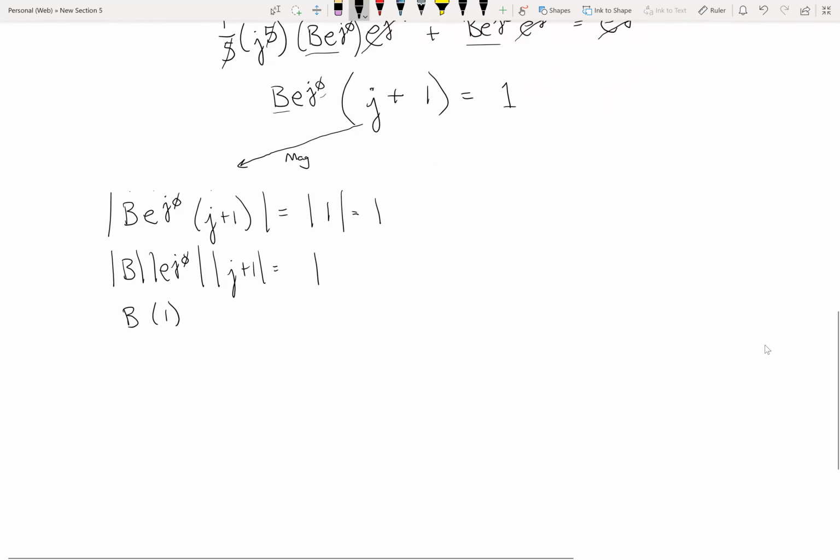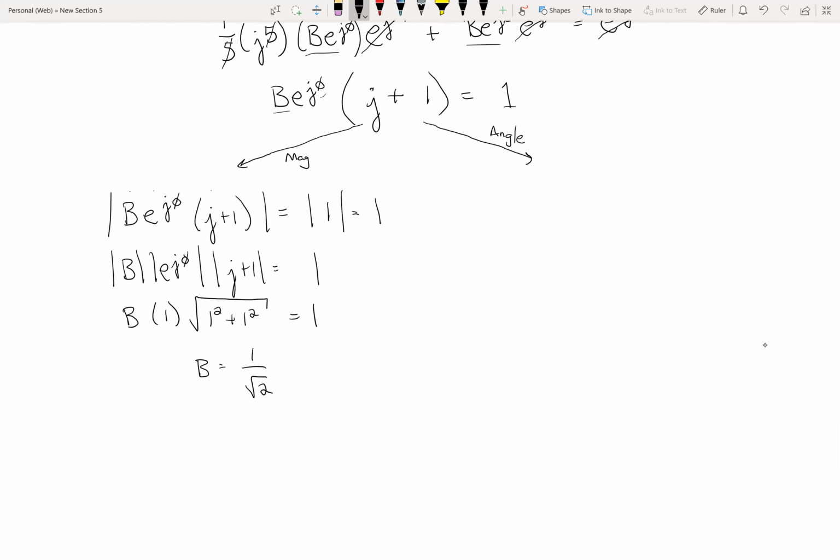So b times 1. Now magnitude of j plus 1 is square root of 1 squared plus 1 squared, which is square root of 2. So b equals 1 over the square root of 2. Okay, so we're done with the magnitude. We go back to this expression. Now we've got to do the angle.